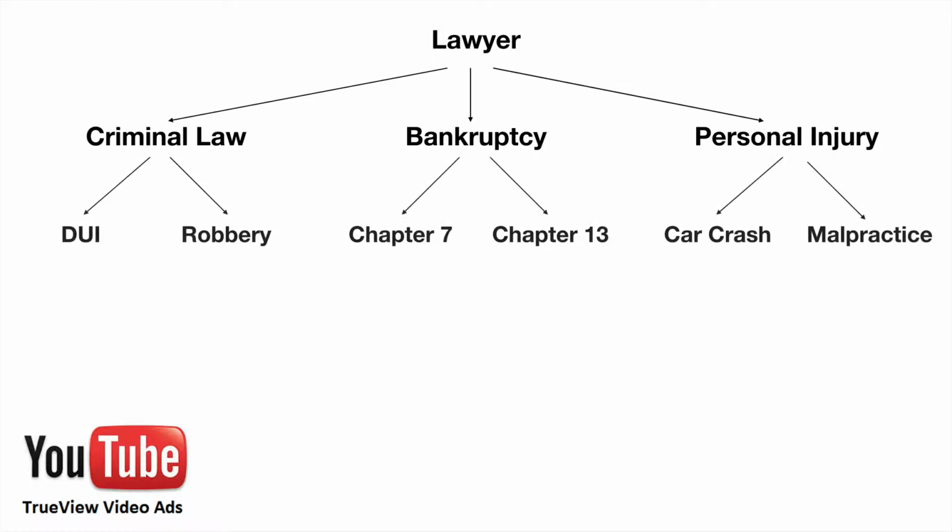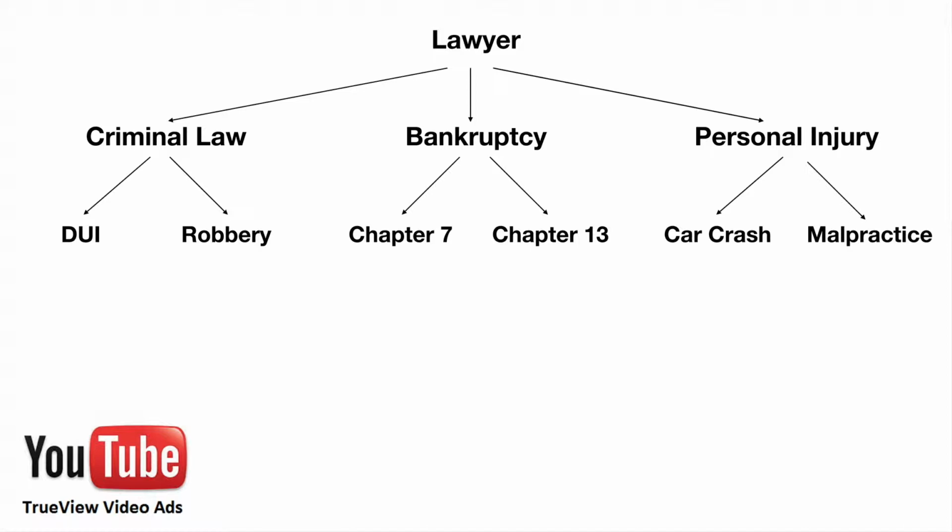Inside of each of these, you'll create an ad group. So for instance, under criminal law, you might have a DUI ad group and a robbery ad group. Under bankruptcy, you might have a Chapter 7 ad group and a Chapter 13 ad group. And under personal injury, you might have a car crash ad group and a malpractice ad group.